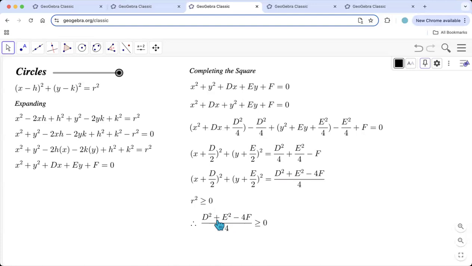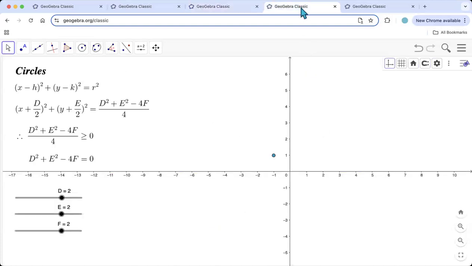What we get is an interesting situation where if we come over here, we can explore that a little bit more. Again, all the same things here. At the moment, D is 2, E is 2, and F is 2. And that corresponds to a point in space. So that is just the point, in this case, -1, 1. But if we make this expression negative, then the whole thing disappears, right? There is no circle. But if we make it positive, we get a circle existing in the Cartesian plane.